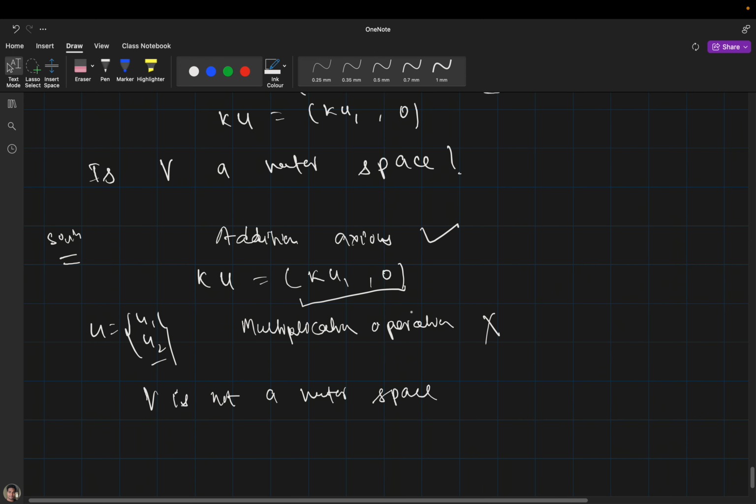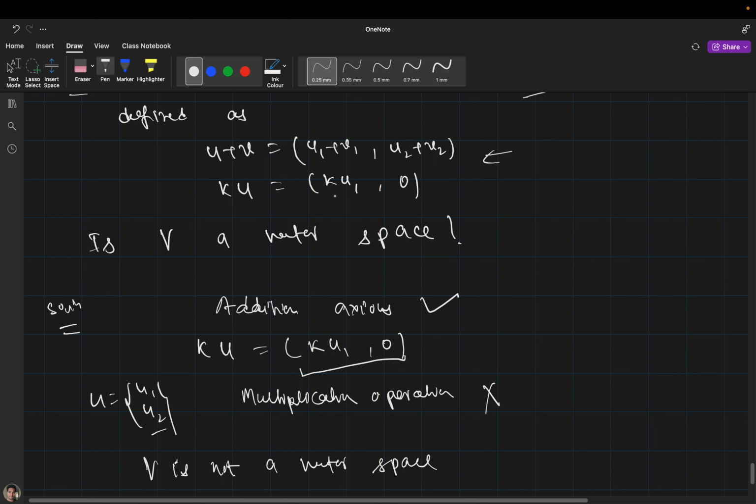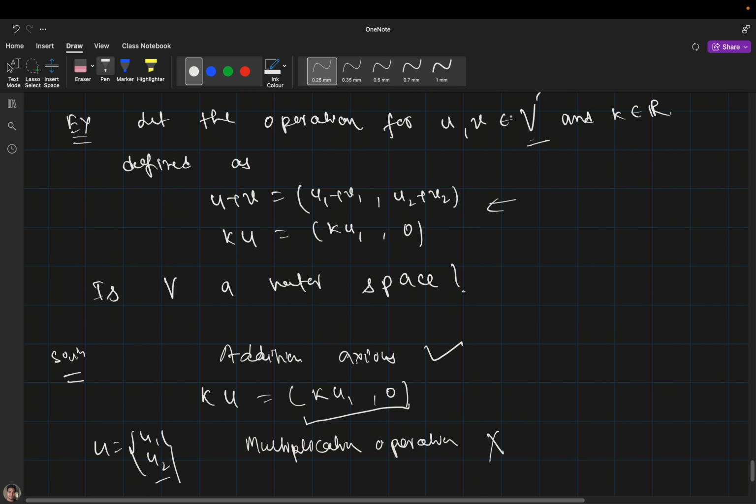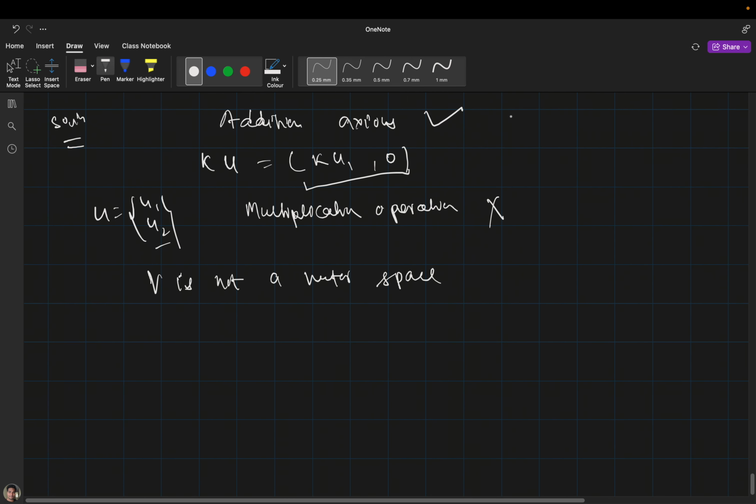Is it fine? Then V is not a vector space. Now suppose it had been given as k u1 and k u2, then it was fine. But directly it is saying there is no such term of u2, so what happened to the u2? Whatever you multiply, k times u, that vector will be just k u1 and 0. Then what happened to those vectors which are part of V? So that's why this is not a vector space. Fine? Any problem here?